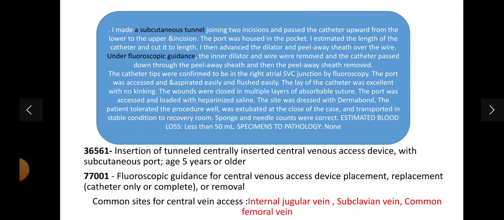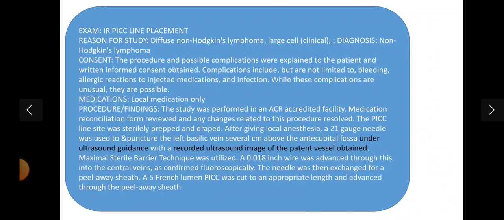And one thing I have highlighted below: the common sites for central venous access are mostly these three veins, the internal jugular vein, subclavian vein, and common femoral vein. Using access through these sites, they place the central venous catheter. Here they have not given all three criteria, so we have not coded 76937. Now we'll see how they mention these three things.